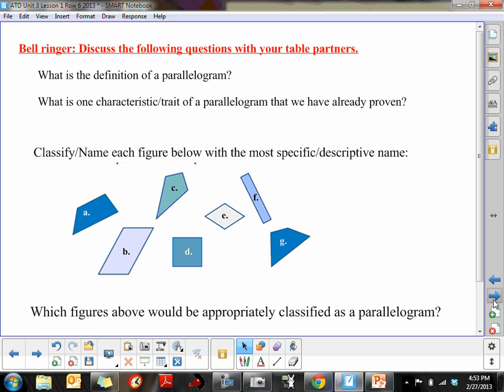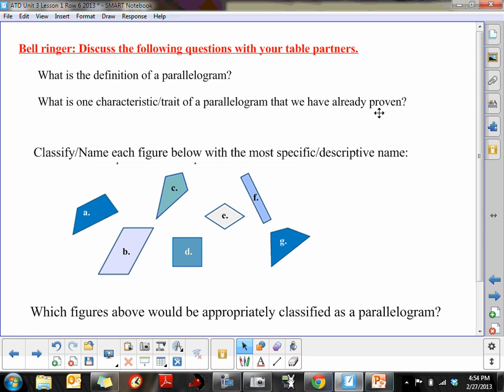The definition of a parallelogram, we want to try to remember as a very concise and succinct definition. It's a quadrilateral whose opposite sides are parallel. What is one characteristic or trait of a parallelogram that we'd already proven? We were able to prove that if it is a parallelogram, then the opposite sides must be congruent. So with that, we have two basic facts that we know about a parallelogram, that we've proven and been given by definition: that the opposite sides must be parallel and that the opposite sides must be congruent.